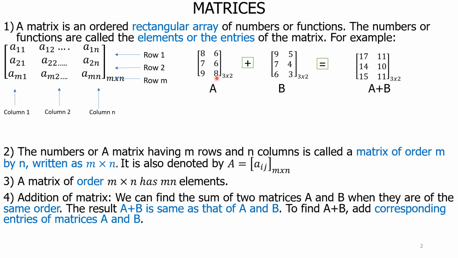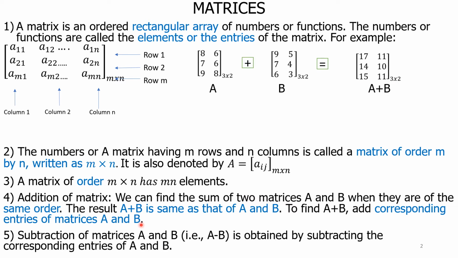And the last element in matrix A is 8. And that of B is 3. So 8 plus 3 is 11. So we get the result of A plus B is equal to this. It is a matrix of 3 by 2 having elements 17, 11, 14, 10, 15, 11.